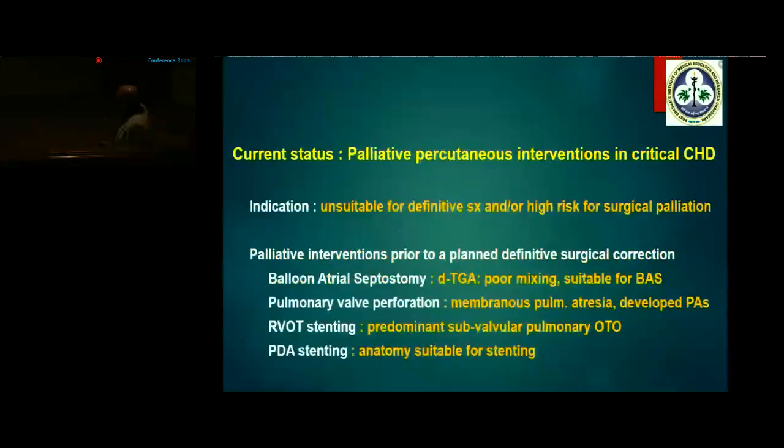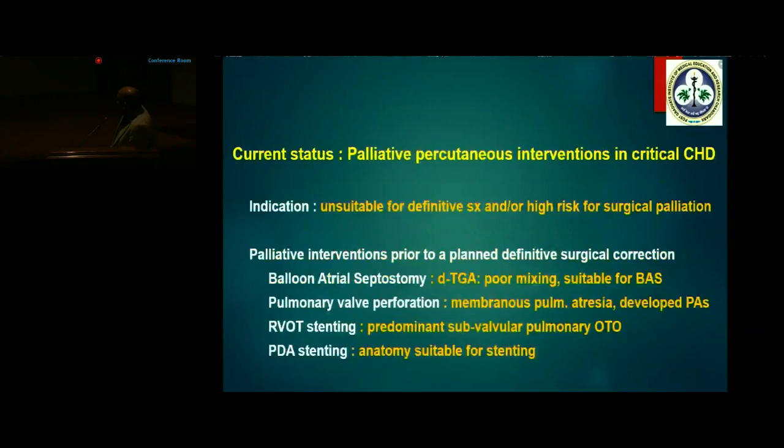So what is the current status of palliative percutaneous intervention? Percutaneous interventions are contemplated or recommended when the child is considered unsuitable for definitive surgical correction or high risk for surgical palliation, like a TGA child with poor mixing, very sick, not suitable for ASO or arterial switch straight away. If the anatomy is suitable for balloon atrial septostomy, we should go for balloon atrial septostomy. If it is membranous pulmonary atresia with well-developed distal pulmonary arteries, considered high risk for BT shunt or primary repair in infancy or small infants, we can go for perforation of the pulmonary valve.